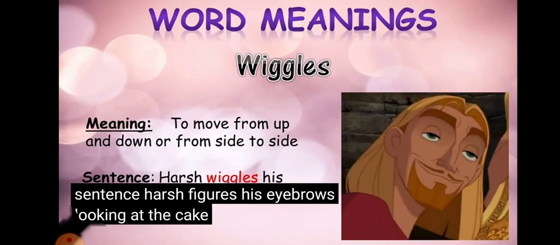Next word is wiggle. Wiggle, that means to move up and down or from side to side. So, if the movement is up and down or side to side, that is called wiggle. The sentence you can make with this word can be: Harsh wiggles his eyebrows looking at the cake. That means Harsh moves his eyebrows up and down looking at the cake. That is called wiggle. So here our poem and new words of the poem are completed.